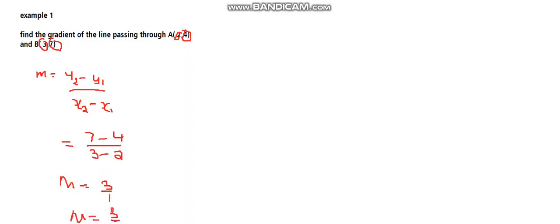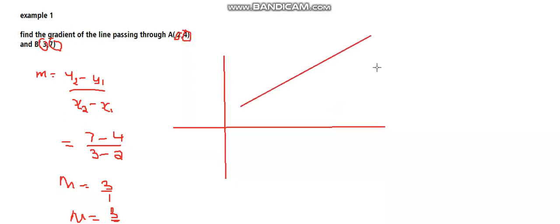Now, what does this tell you? This means the line on the x-y plane, let me draw an x-y plane, is sloping upwards. It's going upwards like that. That's why the gradient is positive. When the gradient is negative, the line is sloping downwards like that. It's going in the negative direction. Let's look at another example.